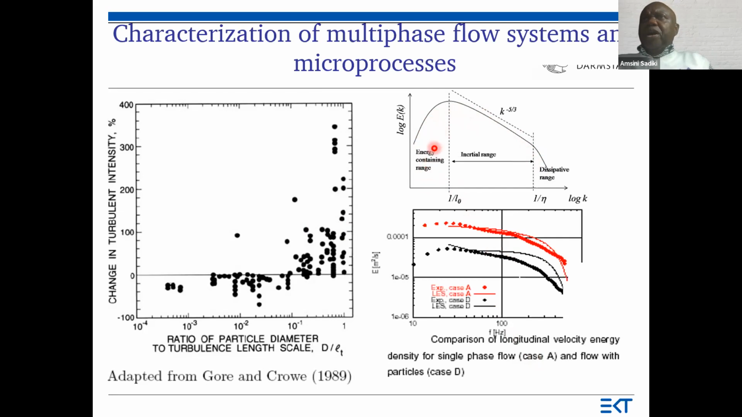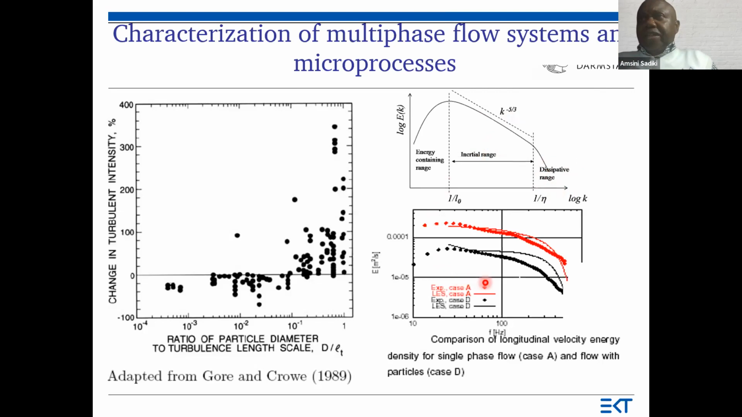So we have the part with the energy containing range. It is our integral length scale, and it is the region of inertial range in which we have the slope with exponent minus 5/3. And here we have the dissipative range, Kolmogorov length scale. So if we have a particle in addition, then this energy spectrum will also be changed.